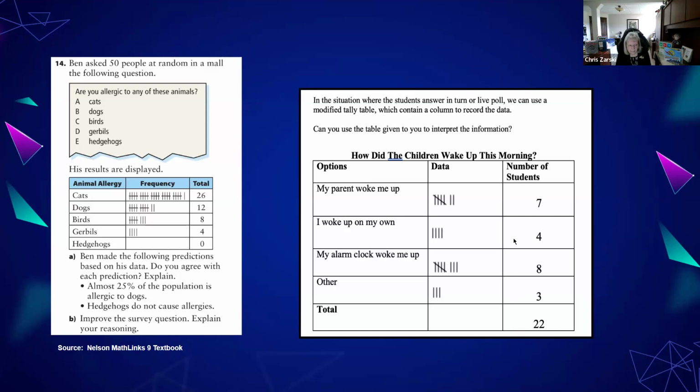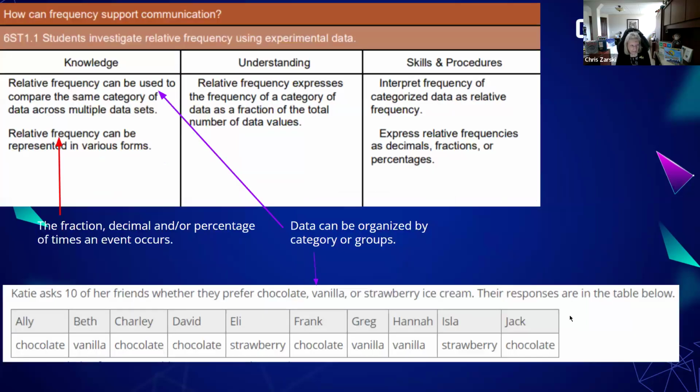We move towards, in some cases, the total. So in this case, 22 students were asked how they get woken up or how they wake up in the morning. And this plays more of a role when we get into grade 6, because in there, we're going to talk about taking those frequencies, taking the answers that we got, how many had in each group, and working that out as a percentage or as a decimal of the total.